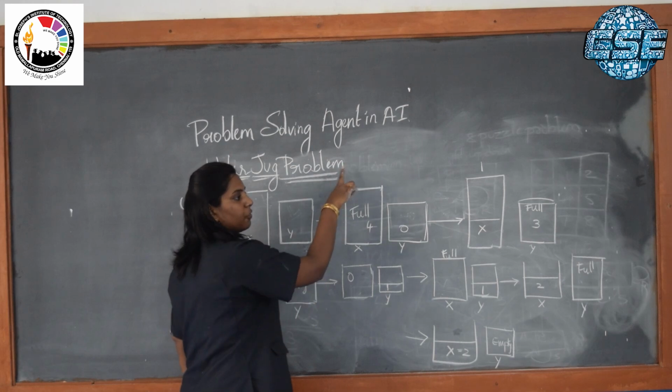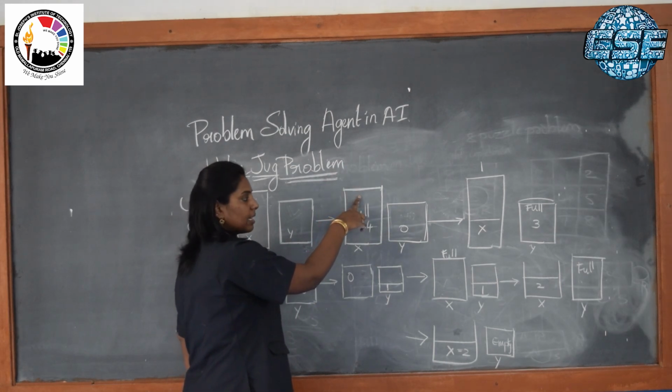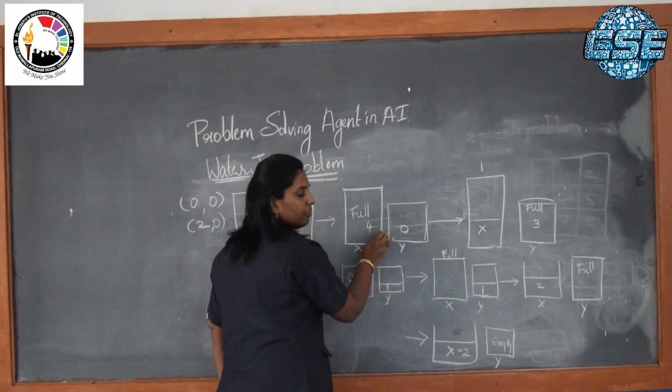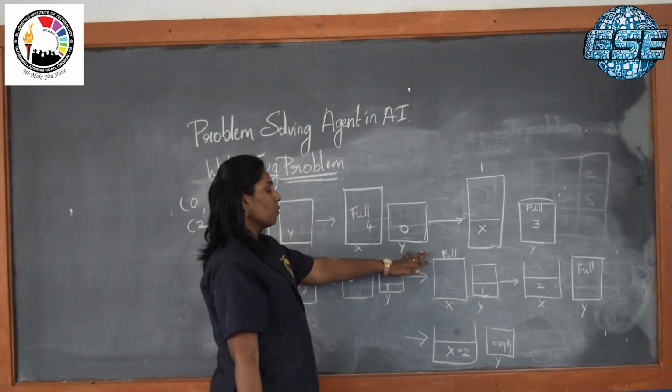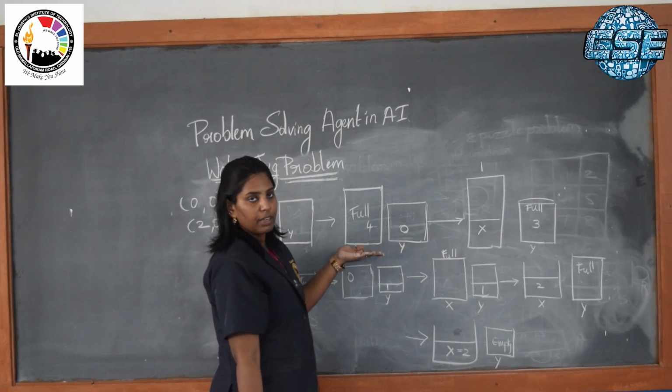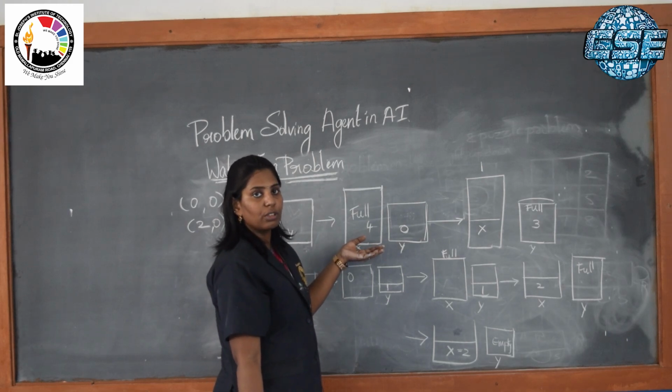There are a total of 4 liters of water inside the jug. In Y we are not filling any water, so in Y there are 0 liters of water. Then again, this will be our new transition state. We need to check whether this is equal to the goal state or not. No, this is not equal to the goal state.